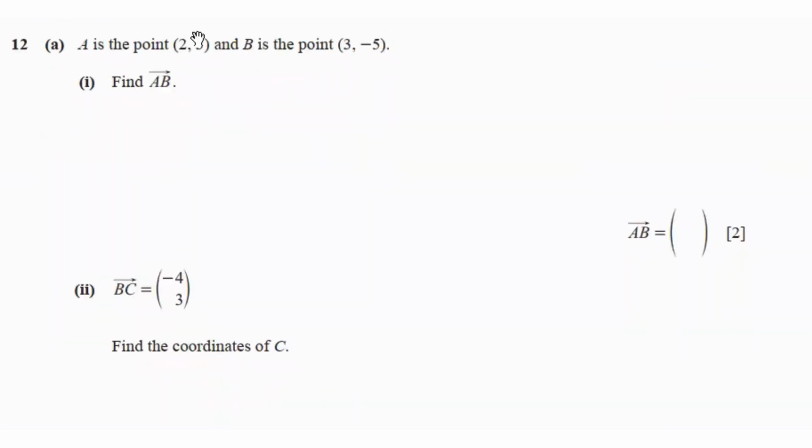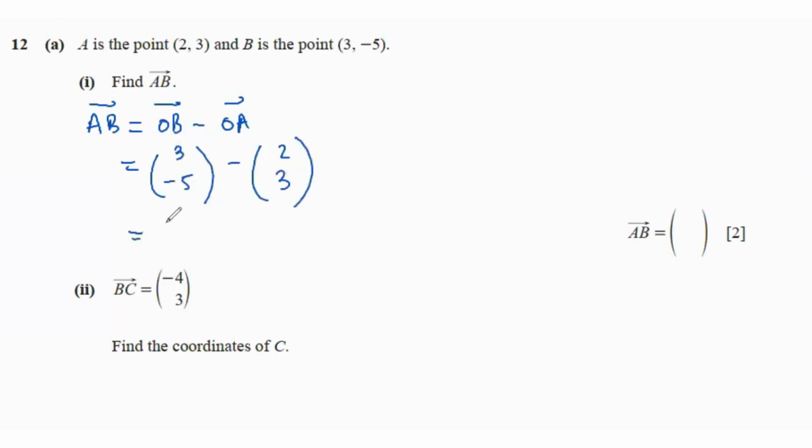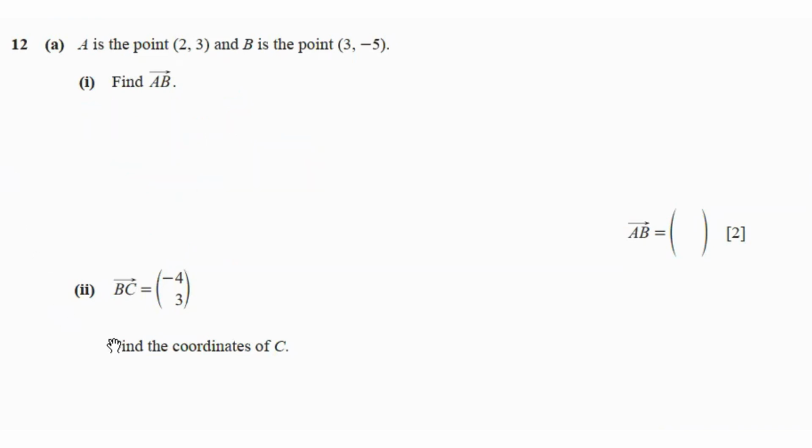Question 12 says A is the point 2, 3, B is the point 3, negative 5. Find AB. So AB is going to be OB minus OA. That's going to be 3, negative 5, minus 2, 3. 3 minus 2 is 1. Negative 5 minus 3 is negative 8. That is your vector.